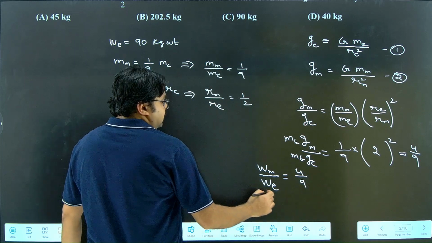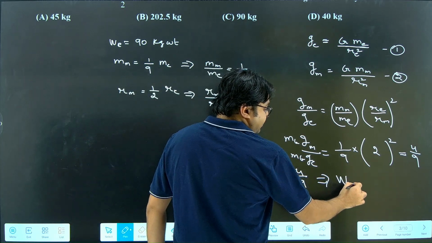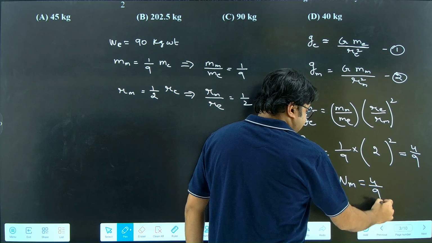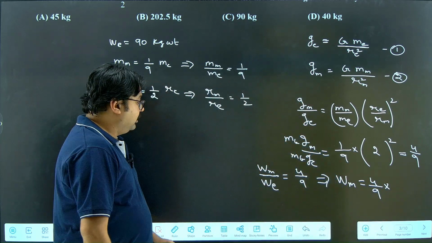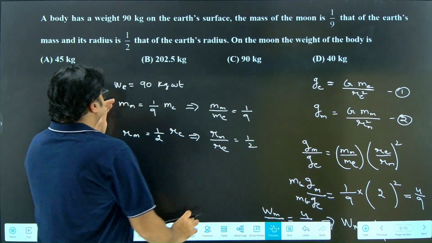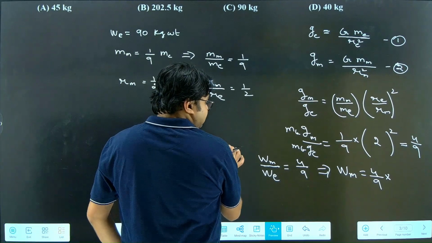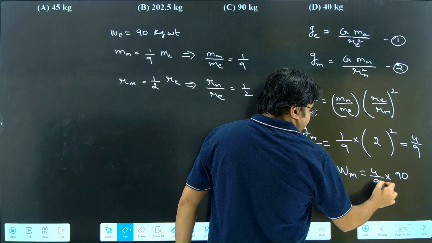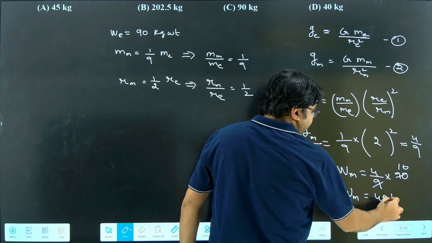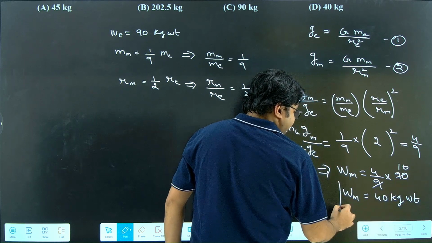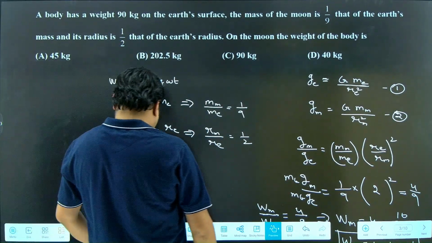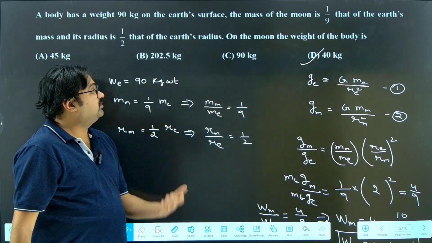So what would be the weight of the object on the moon then? The weight of the object on the moon would be equal to 4 divided by 9 multiplied by weight of the body on the surface of the earth. We, the weight on earth, has been given to you as 90 kg weight. So let's substitute that 90, and so this gets cancelled. We have weight on the surface of the moon being 40 kg weight. 40 kg weight, my dear friends, is the weight of the body on the moon, and that happens to be option D. Option D is the correct answer.